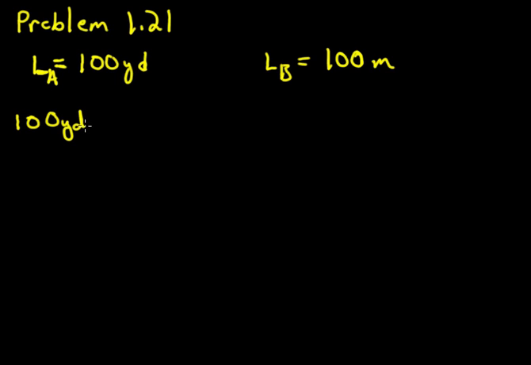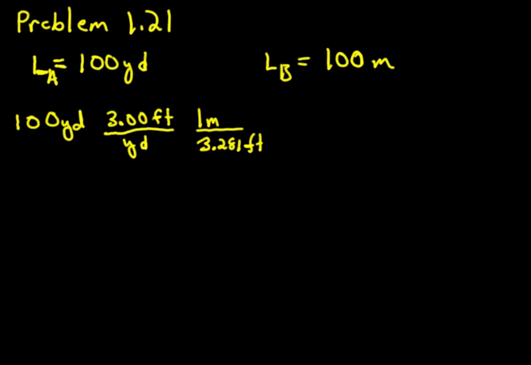Now, the question gives us our conversion factors. It says 1 yard equals 3 feet, so 3.00 feet over 1 yard. And then it also says 1 meter equals 3.281 feet. So 1 meter equals 3.281 feet.